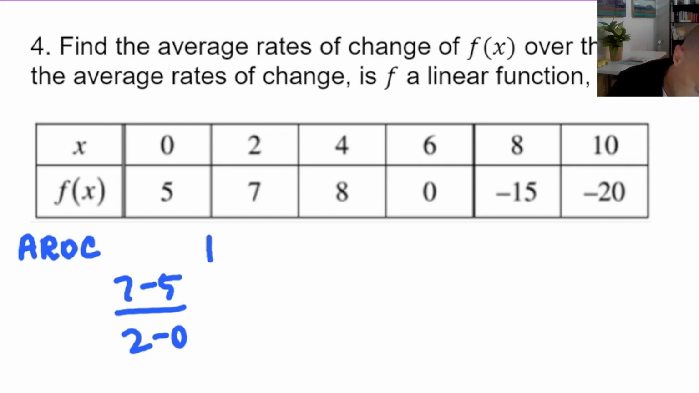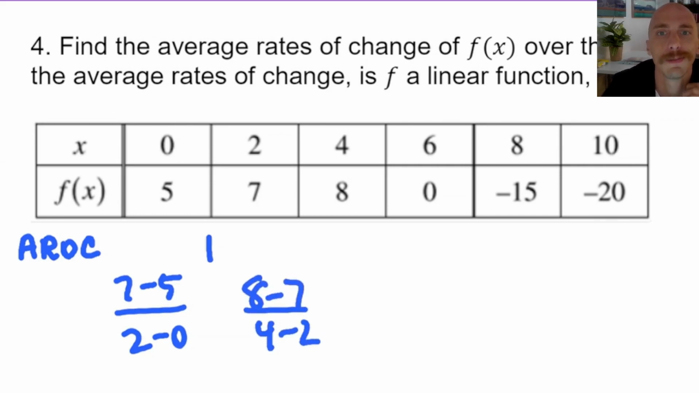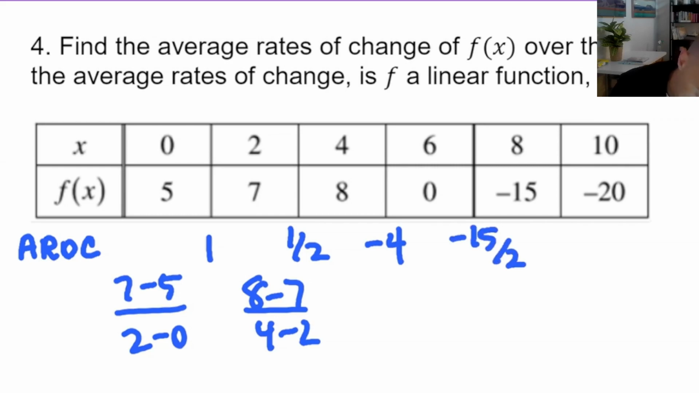Okay, then 8 minus 7 over 4 minus 2. All right, so 8 back to 7. Oh, and I've already said it once, but I forgot that the x's are evenly spaced by 2. So f increased by 1 over 2, so 1/2 here. 8 back to 0 is a decrease of 8, so average rate of change is negative 4. 0 to negative 15 is a decrease of 15, divided by 2, negative 15 halves, and then negative 20 would be a decrease of 5, so negative 5 over 2.